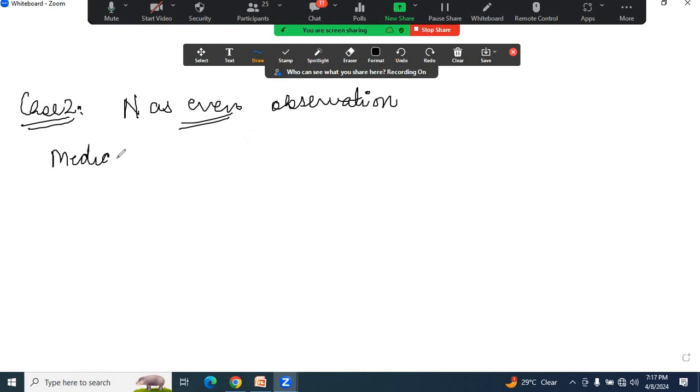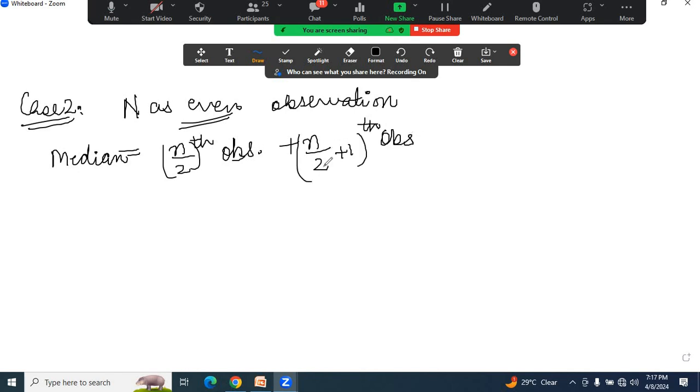median will be n by 2th observation plus n by 2 plus 1th observation, whole divided by 2.